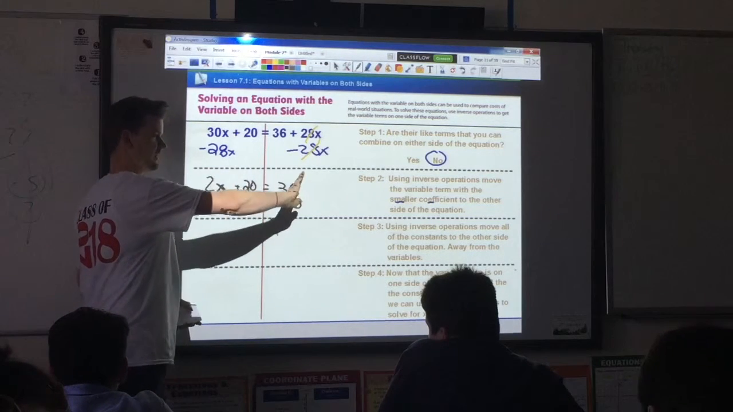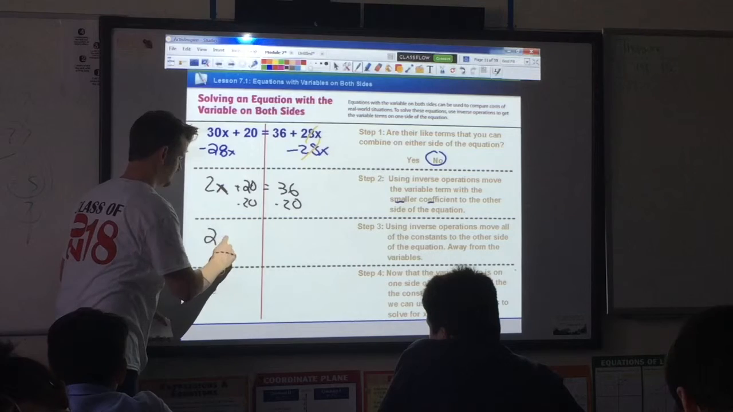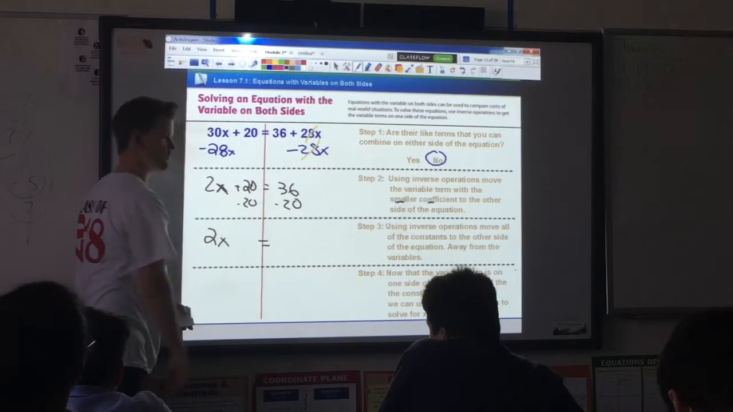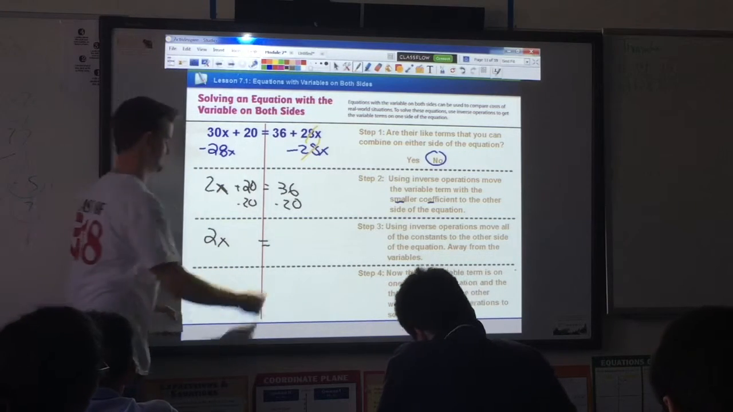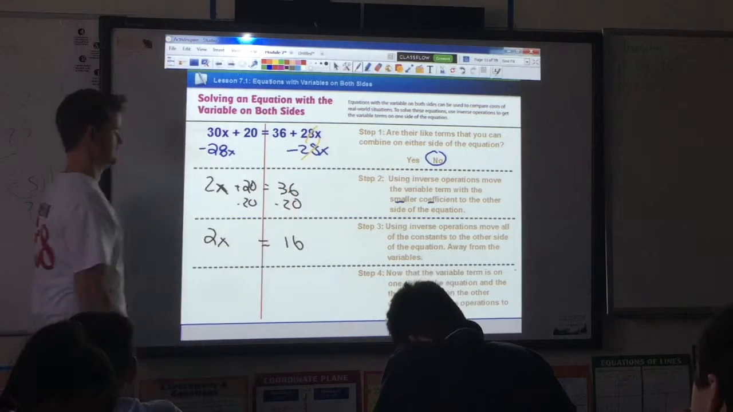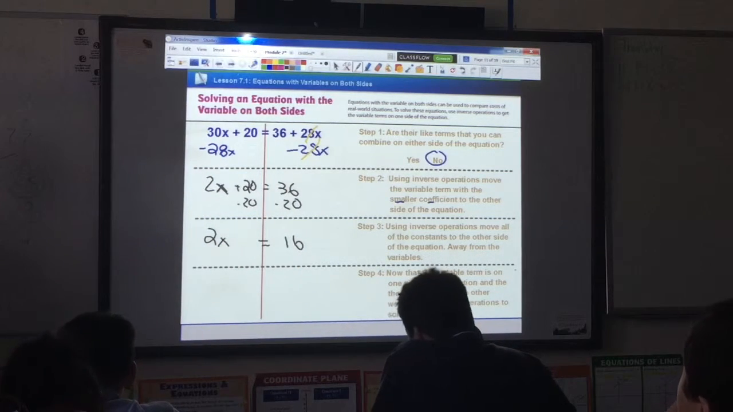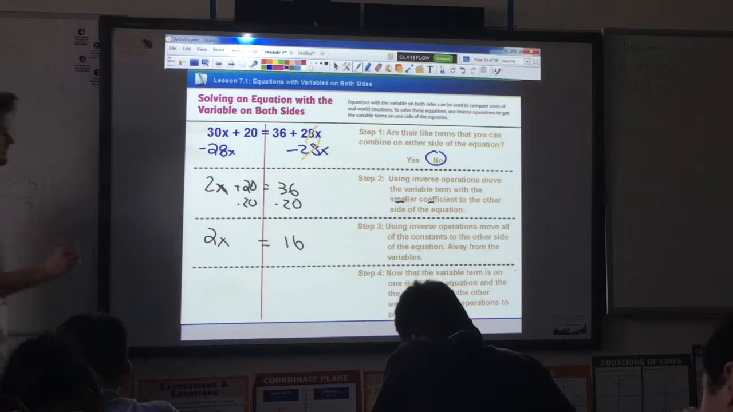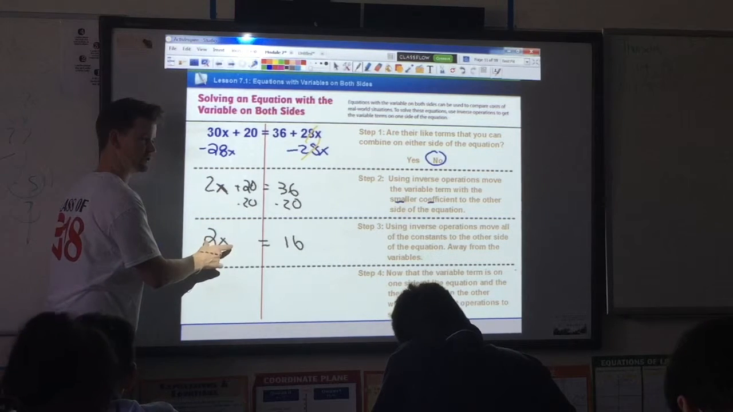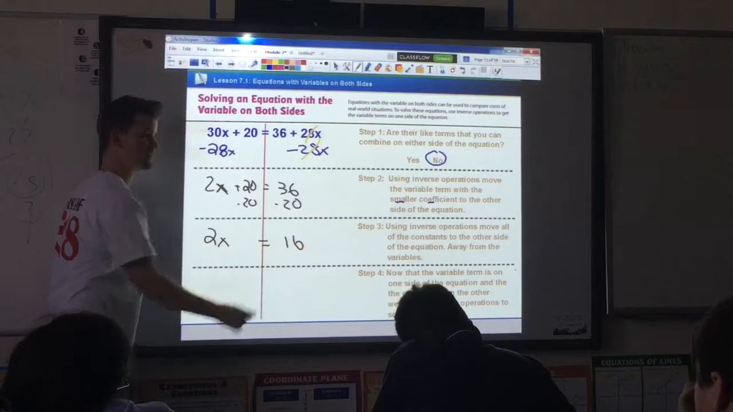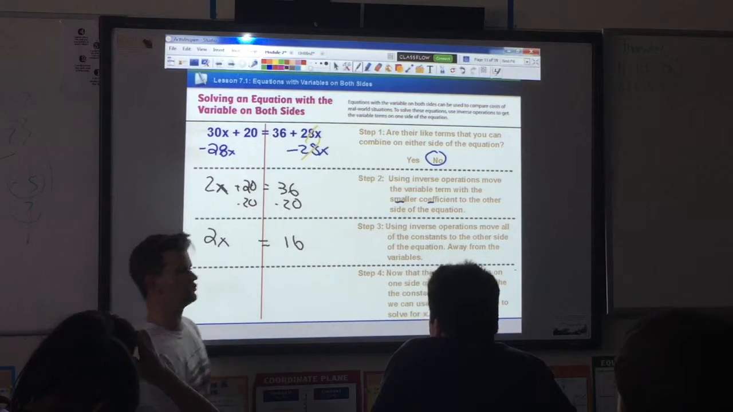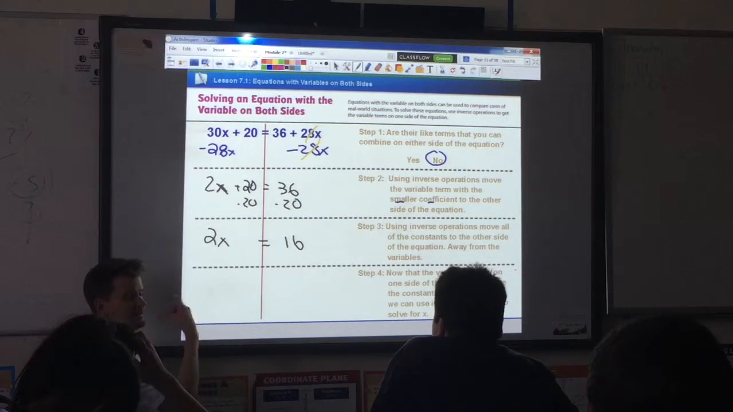So now I'm moving all my constants to the other side of the equation. I end up with 2x is equal to, what's 36 minus 20? 16. And I have now narrowed all this down into a one-step equation. I have my variable term alone on one side. I have my constants on the other side. The last thing I have to do is get rid of the coefficient because I need to get x alone.